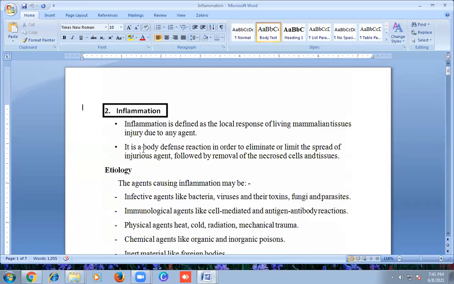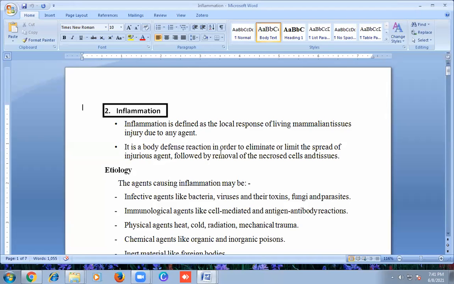So it is the body defense reaction in order to eliminate or limit the spread of the injurious agent. Are you getting that one? It is shown by our body. That is the defense reaction, in order to eliminate, eradicate or limit the spread of the injurious agent. It will stop the spreading of that injurious agent.